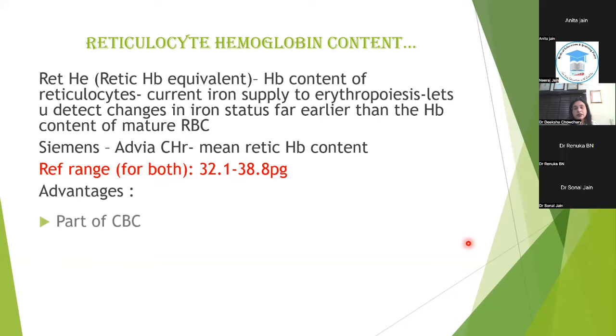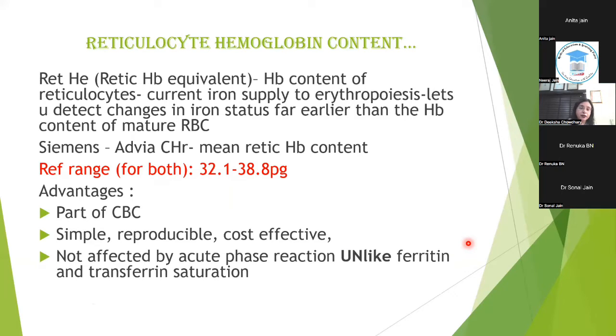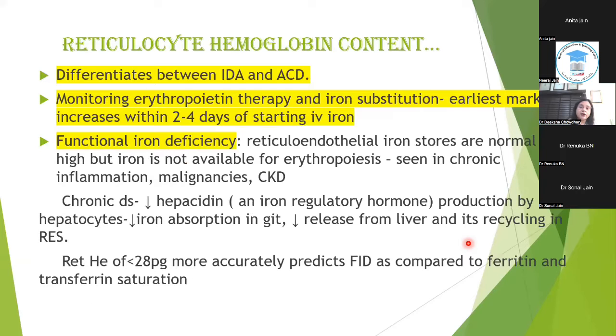Now, advantages: of course, part of CBC, simple, reproducible, cost-effective, and not affected by acute phase reactants like ferritin and transferrin saturation. Reticulocyte hemoglobin content has been widely used to differentiate iron deficiency anemia and anemia of chronic disorders. It is also used in monitoring erythropoietin therapy and iron substitution. It's the earliest marker. It increases within 2 to 3 days of starting iron therapy.